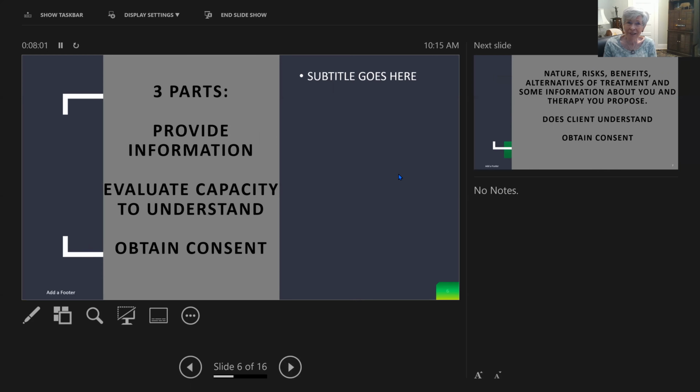There are three parts to informed consent. Number one, obviously, that you propose to provide information on which they can then base a decision. But the important thing is that you provide them information in understandable language so that they might be able to make ultimately that decision.